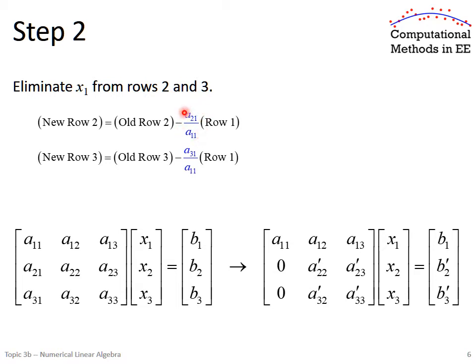When we do this scaling and then the subtraction, we're guaranteed to get a 0 in this A21 position. Then for row 3, we do a very similar thing. We take the old row 3 and subtract row 1, now, however, scaled by A31 over A11. And that's what guarantees that we get a 0 in the A31 position. So if we were to be very brief in our language, we would just say we eliminate x1 from rows 2 and 3.